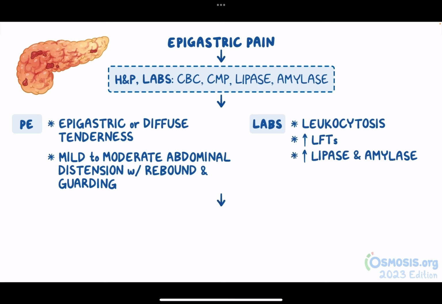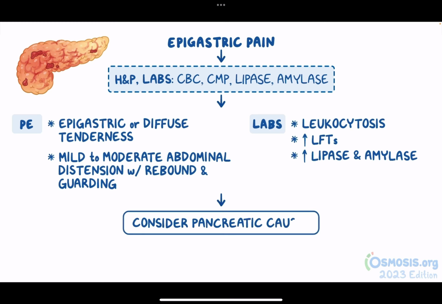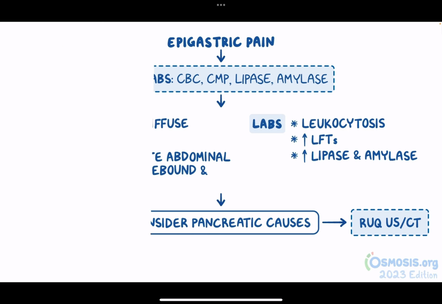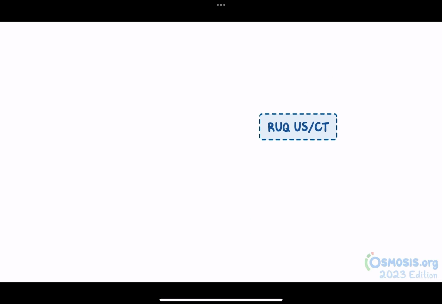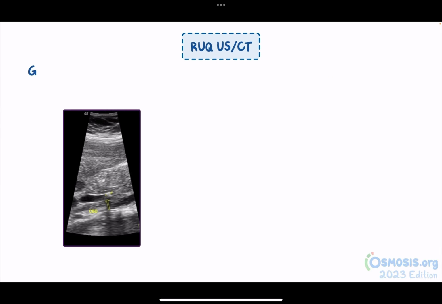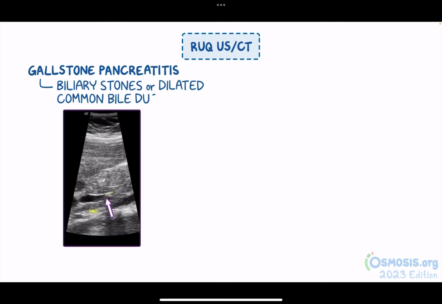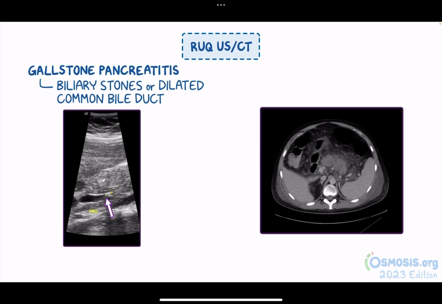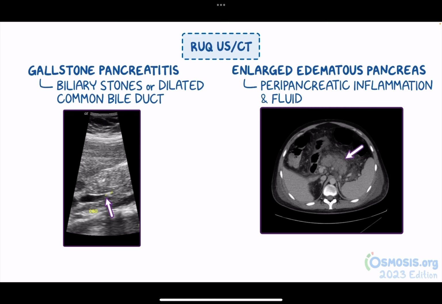So if you see all these findings, consider pancreatic causes of pain and order a right upper quadrant ultrasound or CT scan to confirm the diagnosis. Ultrasound might reveal signs of gallstone pancreatitis like biliary stones or dilated common bile duct. On the other hand, CT might show an enlarged edematous pancreas with peripancreatic inflammation and fluid. Together with H&P and labs, imaging helps you make a diagnosis of pancreatitis.